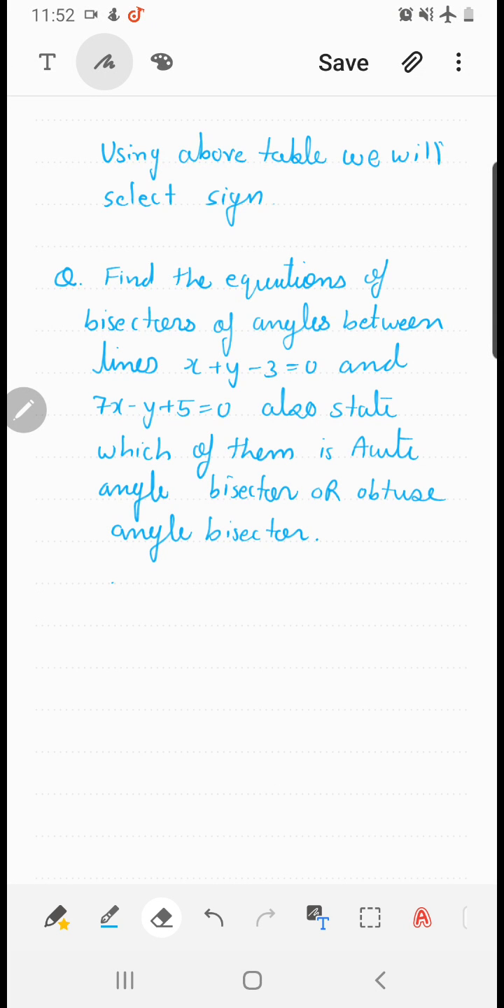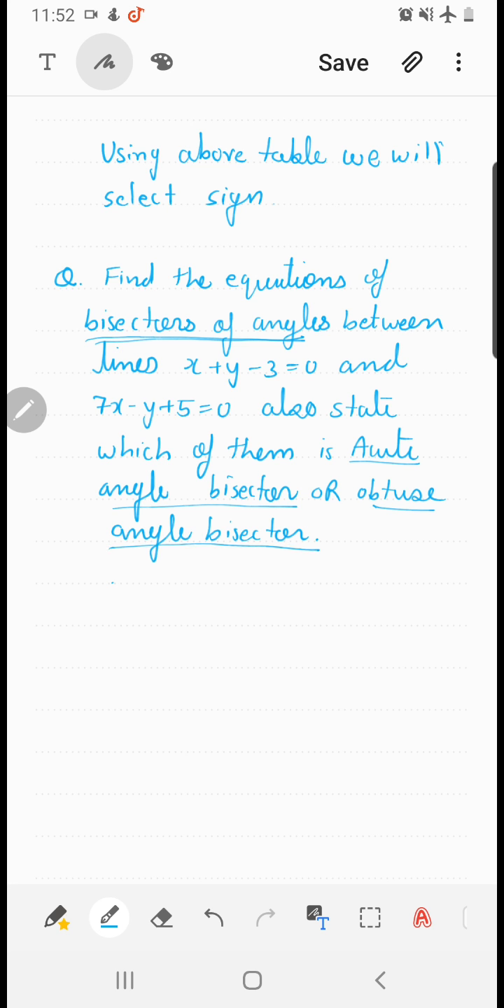Okay, let us take this sum to understand acute and obtuse angle bisector. Now here in this sum they say find the equation of the bisector of the angle between the lines. Also state which of them is acute angle bisector or obtuse angle bisector. So in this sum I repeat again, the keyword is bisector of the angles. They want acute angle bisector as well as obtuse angle bisector.